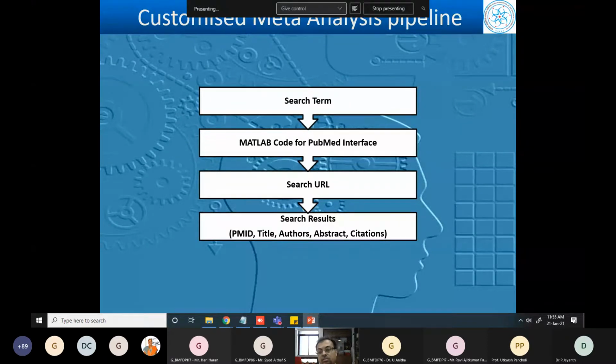So what we did, we created our own data set also from the abstracts rather than from the full text of articles. PubMed is the abstract database for biomedical papers.